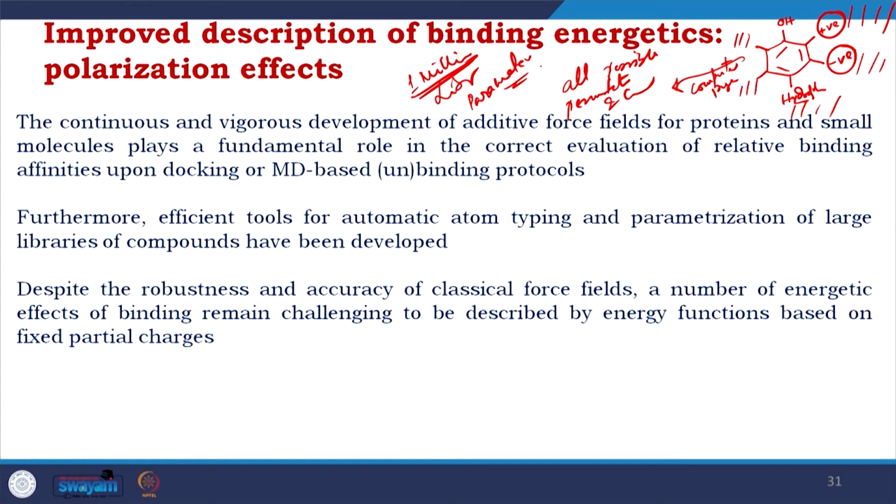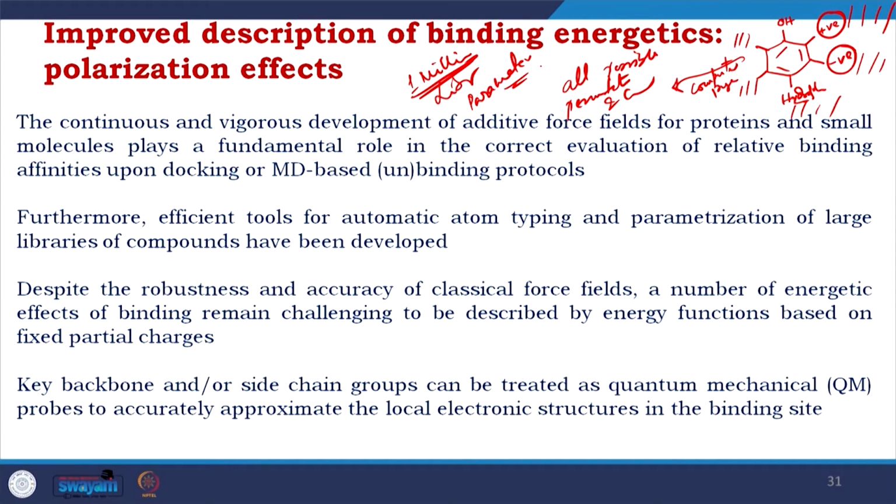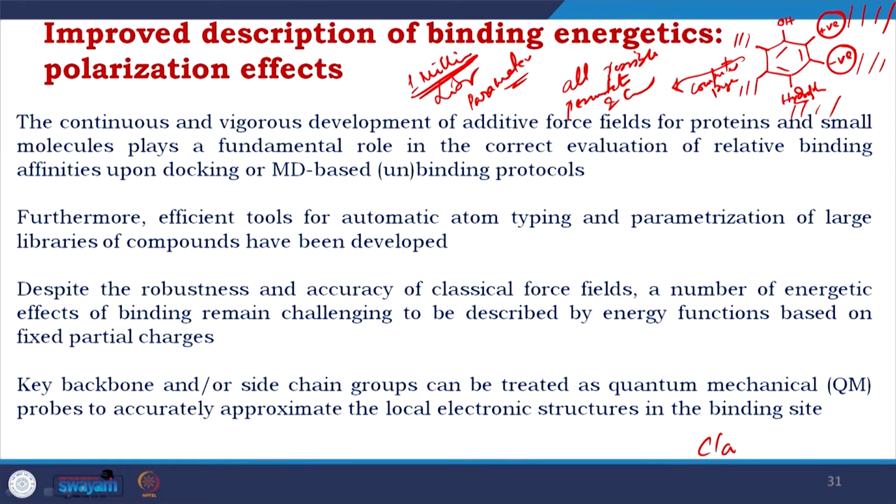Despite the robustness and accuracy of classical force fields, a number of energetic effects of binding remain challenging to be described by energy functions based on fixed partial charges. Key backbone and or side chain groups can be treated as quantum mechanical probes to accurately approximate the local electronic structure in the binding site. So, one of the reasons, when we are doing MD, we are doing classical physics, you all know, but when we are considering the small molecules, here we do not need to go for classical physics, Newtonian physics, we could go to quantum mechanics where the calculations would be pretty accurate, you do not need to do the experiment.